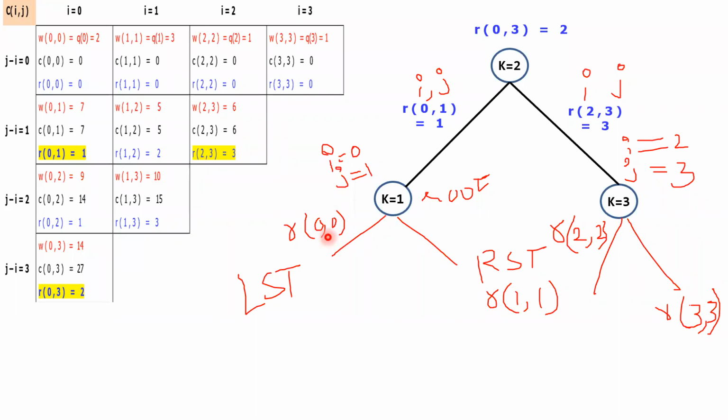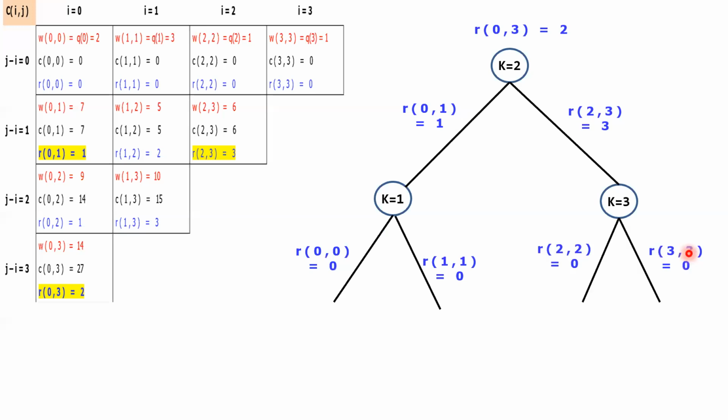That branch stops there. R of 1, comma, 1. So this branch stops here. R of 2, comma, 2. This branch also stops construction here. R of 3, comma, 3. This also stops here. So your construction of the binary search tree stopped here.